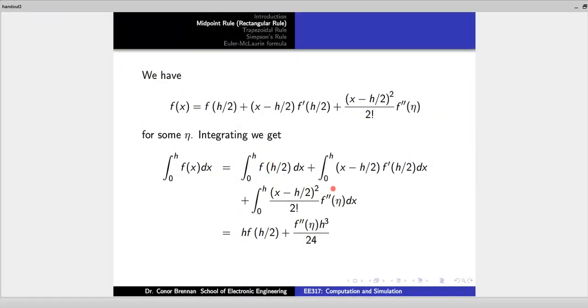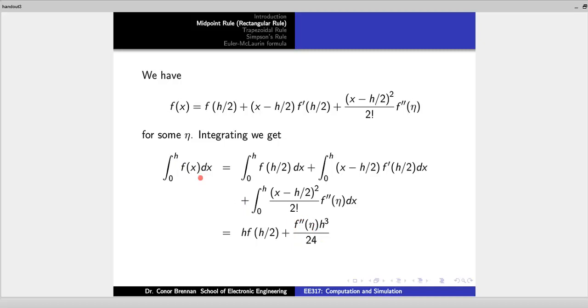So the first term gives us h times this. Second term goes to 0. The third term, when you integrate it, you get f double dash eta over 2 factorial. And when you integrate x minus h over 2 squared, evaluated in this region, you get h cubed over 12. You can prove that for yourself. Okay? So this becomes this.